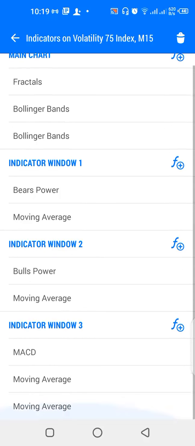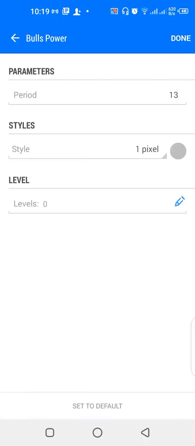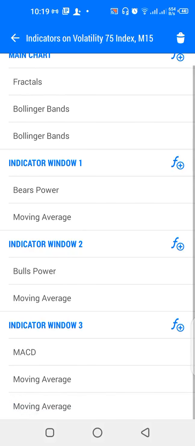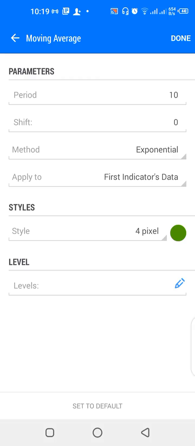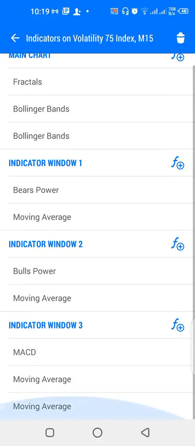Now we go to indicator window 2. We have the Bulls power indicator. Period is 13. Color is gray. The level is 0. And still on indicator window 2, we have a moving average. Period is 10. Shift is 0. Method is exponential. Apply to first indicator's data. And the color is green.